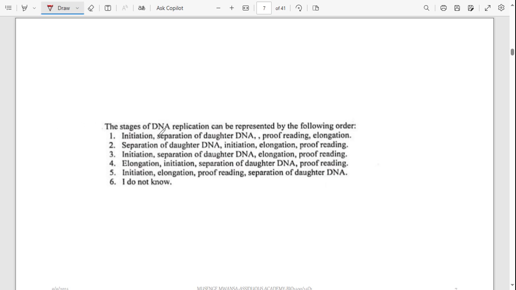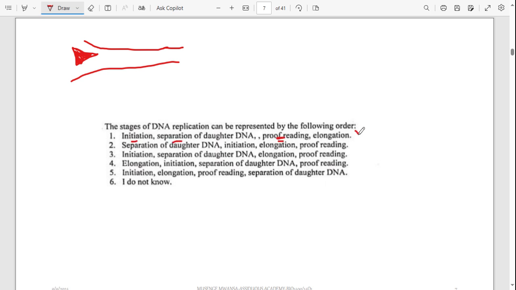And then to continue, we'll just be adding to the new strand that we are forming. Stages of DNA replication can be represented by the following order. Initiation, separation of strands. So when you have got the two strands, helicase is going to come and it will start separating these two strands. But that is after initiation has already happened, because initiation is actually the attachment of the initiation factor to the point where replication is going to start, and we call that the origin of replication.